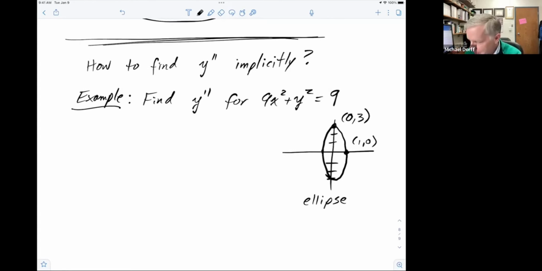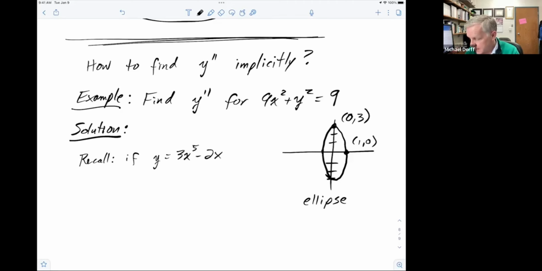So we want to find the second derivative for 9x squared plus y squared equals 9. Well, what we're going to first do is find the first derivative. Same thing when we would find the second derivative for another equation. So let me just do this as a recall. Let's just suppose you had y equals 3x to the 5th minus 2x to the 4th plus 1. The first derivative, you would just do the power rule. So you'd get 15x to the 4th minus 8x cubed.